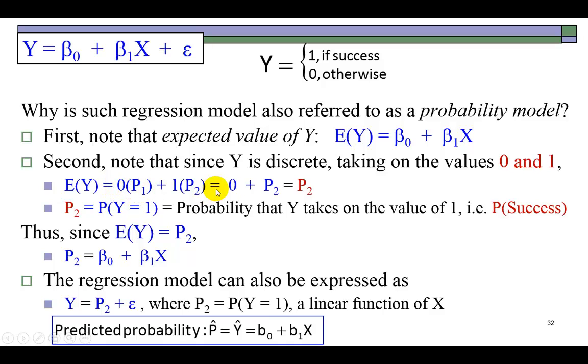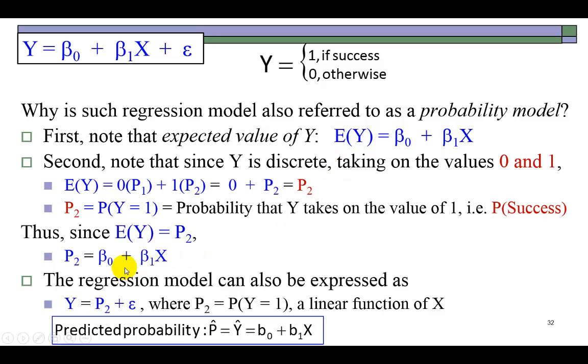So 0 times P1 is 0, and 1 times P2 is P2. With that, you see that the expected value of y is equal to the probability of success P2, which is the probability that y takes on the value of 1. And so, since the expected value of y is equal to the probability of success, again, the probability that y takes on the value 1, it means that P2 is equal to the deterministic component of the regression model, which is the same thing as the expected value of y, as I show up here.